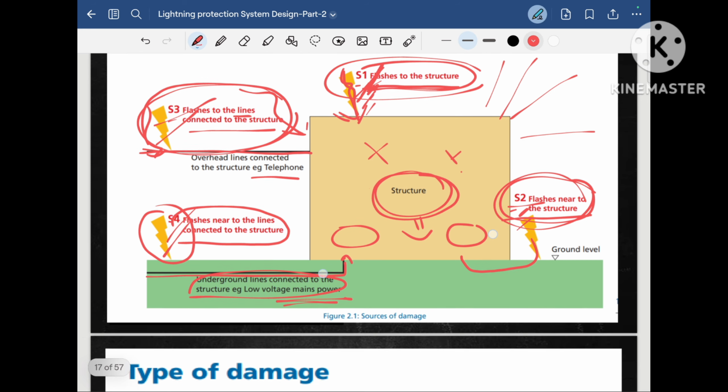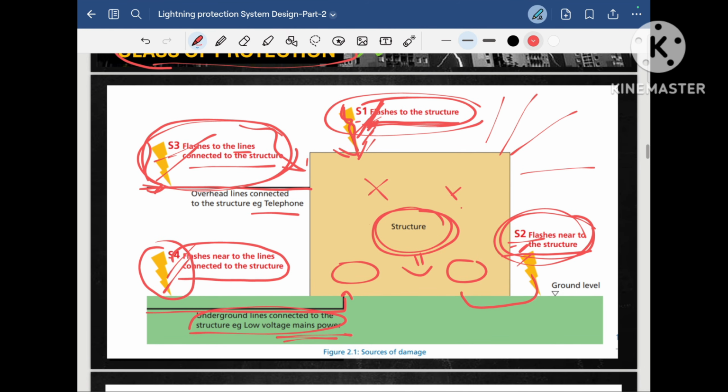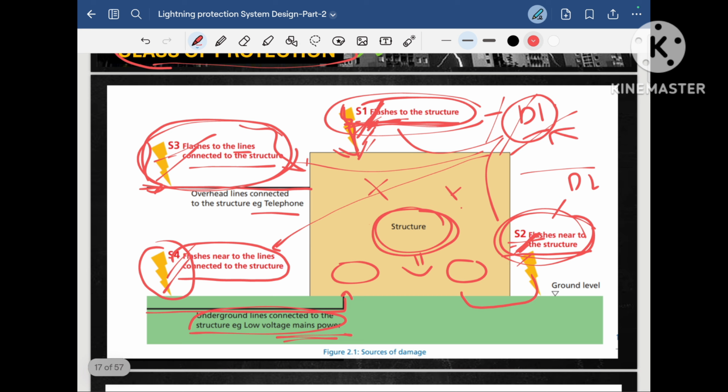Hope you are very clear. My point is that D1 type of damage does not happen only by the S1 type of flash, or D2 type of damage only by the S2 type of flash. No, the D1 type of damage, that is the life of living beings, can occur due to the S1 flash, due to the S2 type flash, due to the S3 type flash, and also due to the S4 type flash. But of course, the risk of damage and the impact of damage is higher in the S1 type compared to S2, S3 and S4. Hope you are very clear with this point.